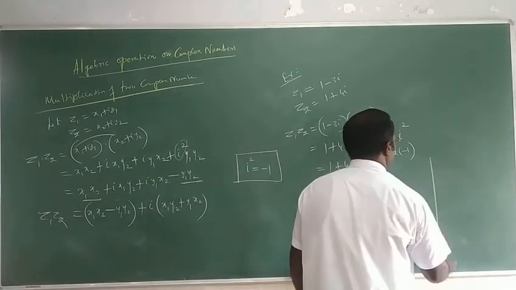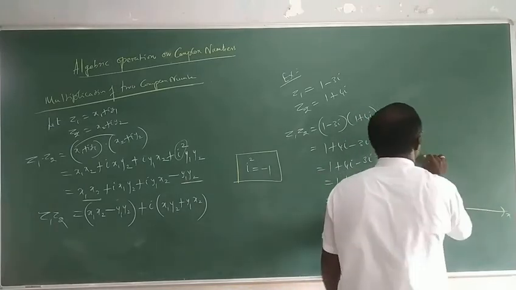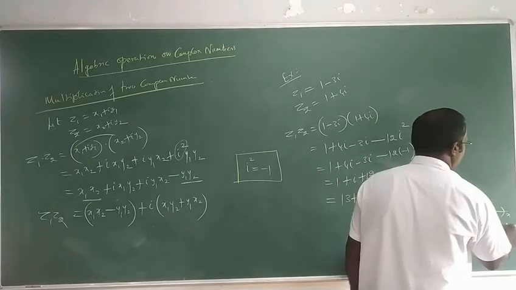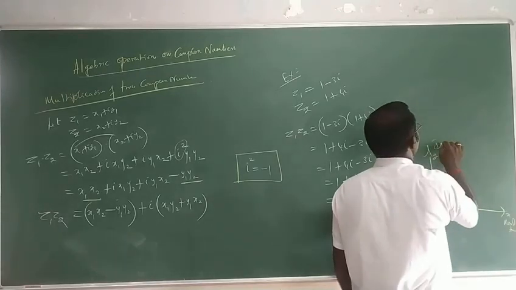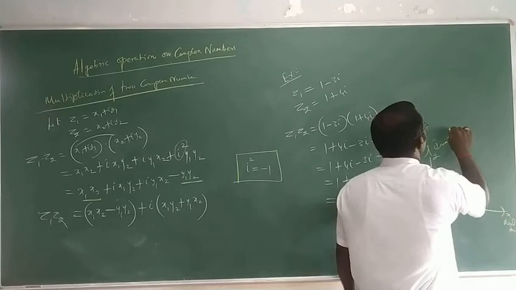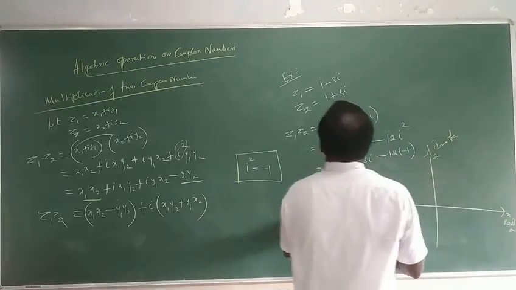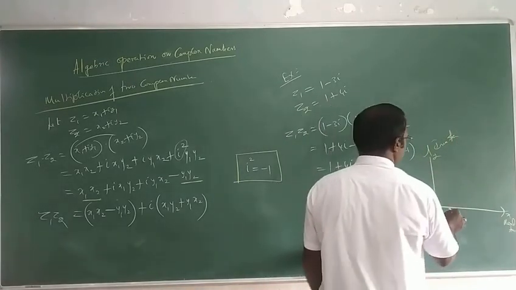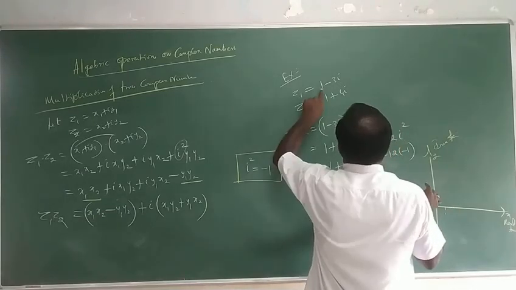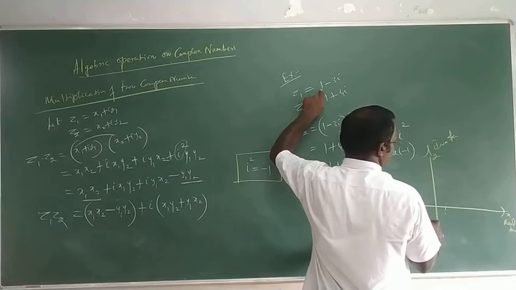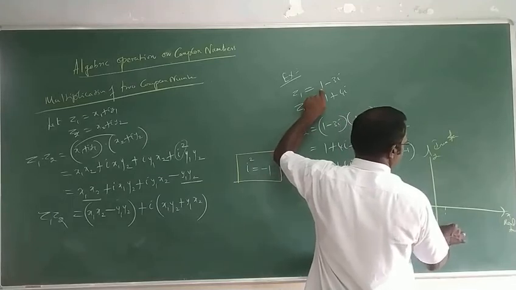Plot the points in the Argand plane. Because we know in the Argand plane, this is the real axis and this is the imaginary axis. Z1 is 1 minus 3i, which means x equal to 1, y equal to minus 3. Minus 1, minus 2, minus 3. That is 1 minus 3i.